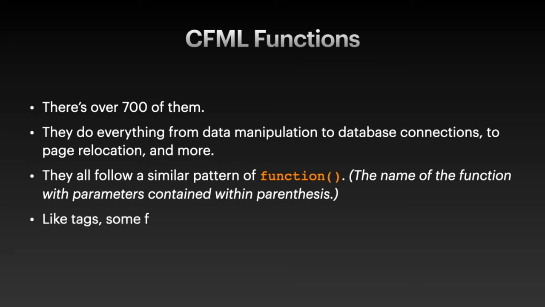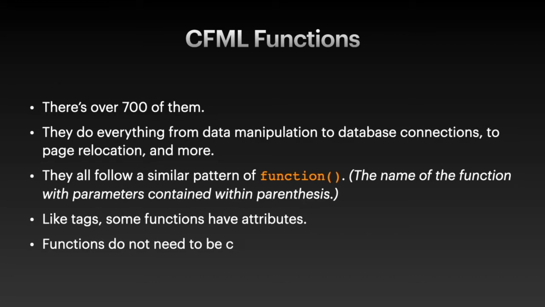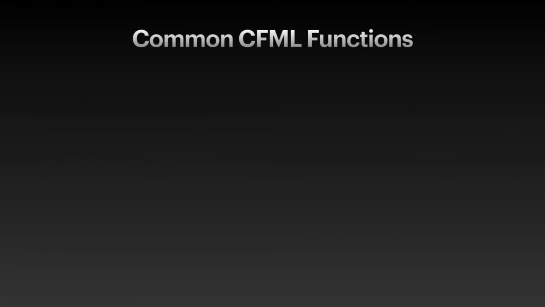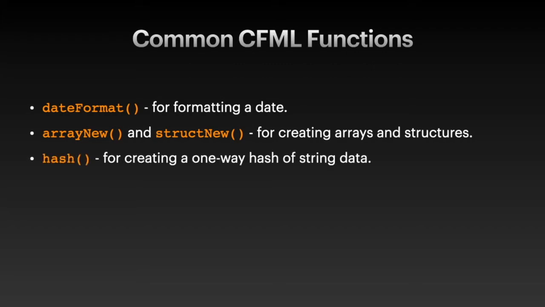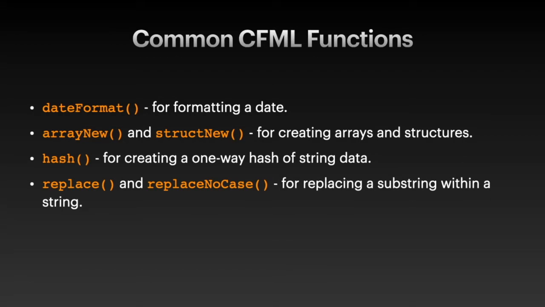Like tags, some functions have attributes. Functions do not need to be closed. Some of the common CFML functions are things like date format for formatting a date, array new and struct new for creating arrays and structures. There are also more ways to create arrays and structures in script notation. We will discuss that later. Hash for creating a one-way hash of string data. Replace and replace no case for replacing a substring within a string.